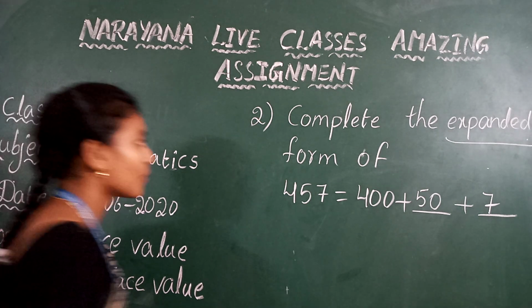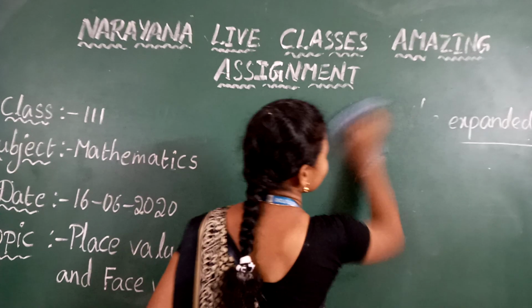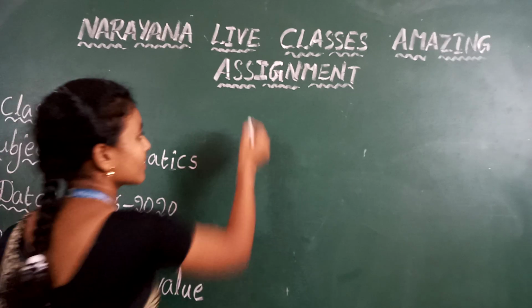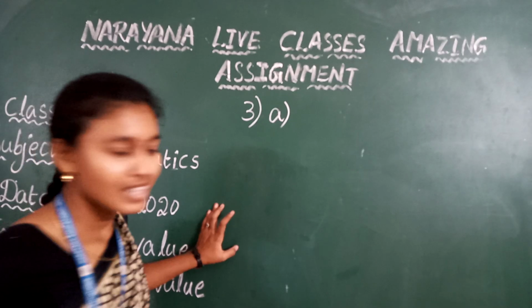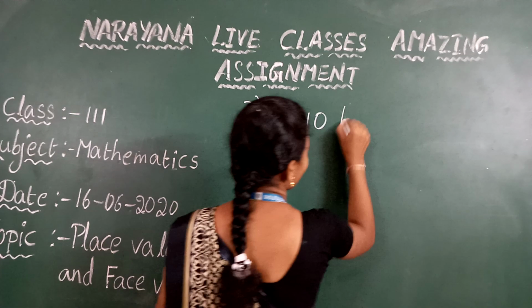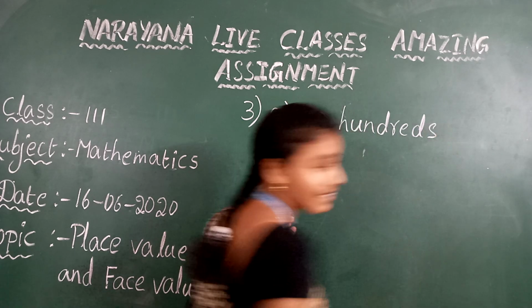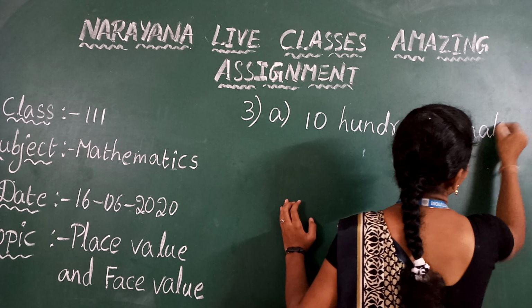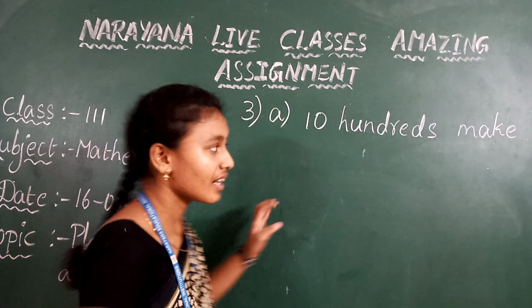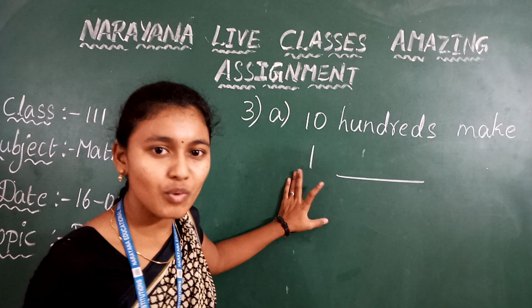Now I am going to rub the board. Next, third question. Third blank. A1. 10 hundredths make 1 dash. 10 hundredths make 1 dash means what?